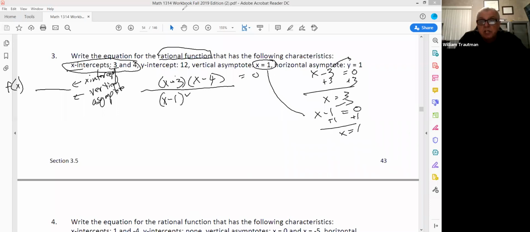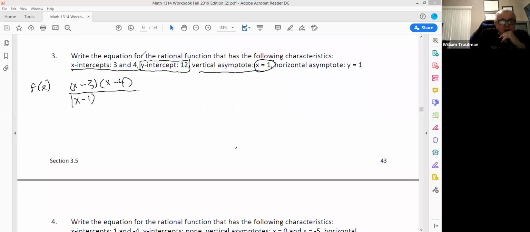give me 1 second. There we go. All right, so we had 3 and 4 as our X-intercepts. That's the top. A vertical asymptote of positive 1. I want to look, oh, there's one more thing. Our horizontal asymptote equals 1.